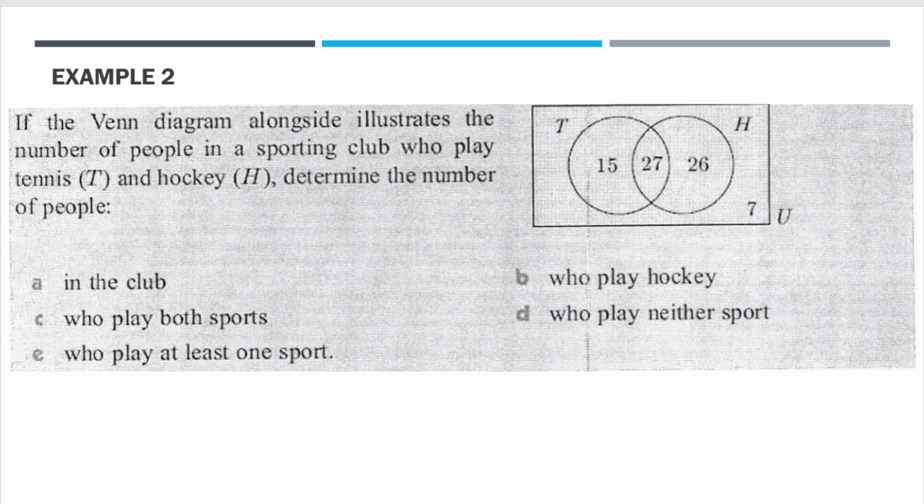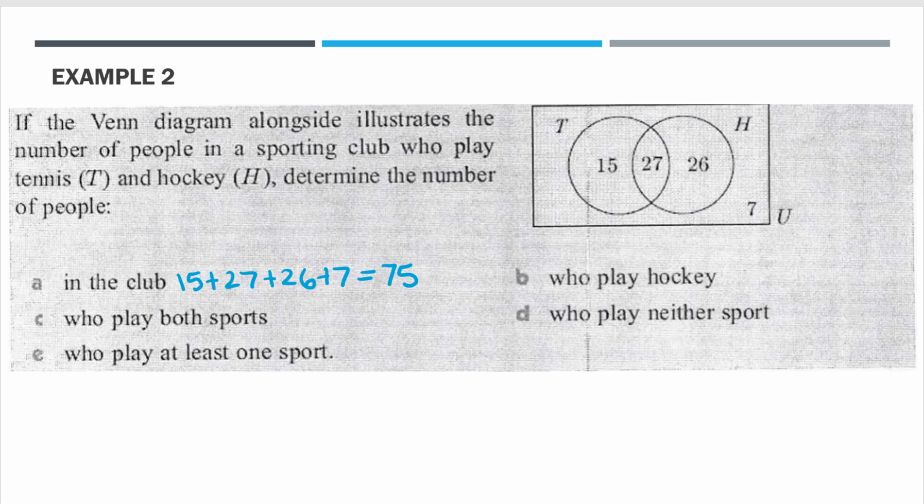So let's go back to the first sentence. The Venn diagram illustrates the number of people in the sporting club. So let's look at all of the numbers. We have 15, 27, 26, and we also have this 7 that's hanging out here. They're still members in the sporting club, but perhaps they don't play tennis or hockey, and they could play some other sport. So they are counted as being in the club. So when I answer question A, I'm going to add 15 plus 27 plus 26 plus 7 for a total of 75.